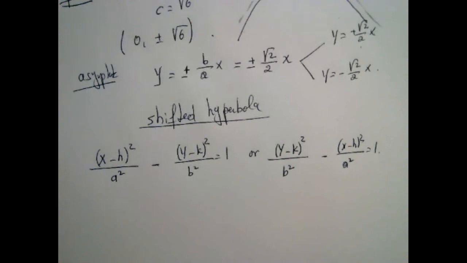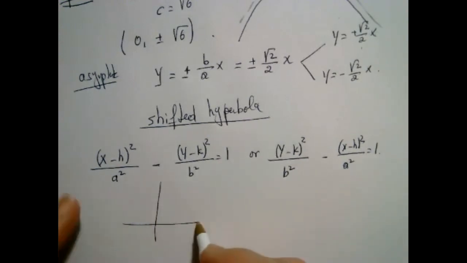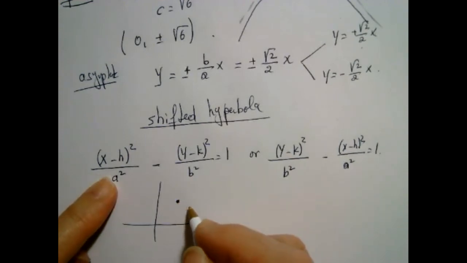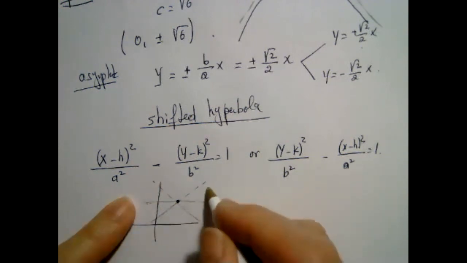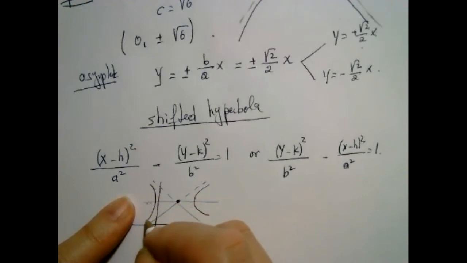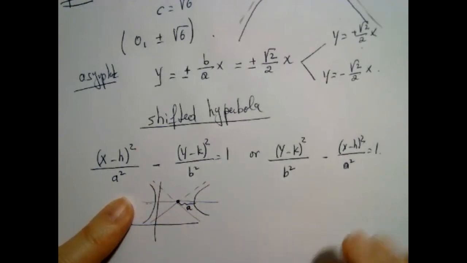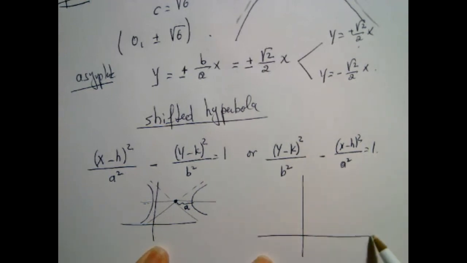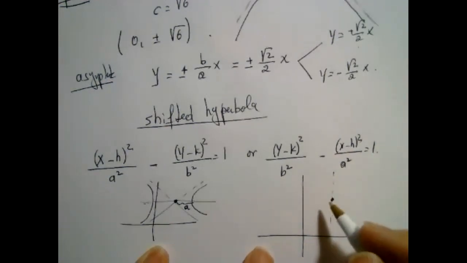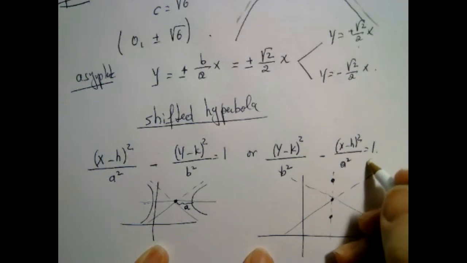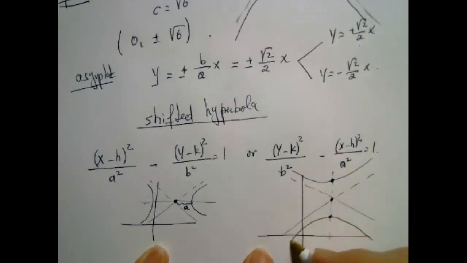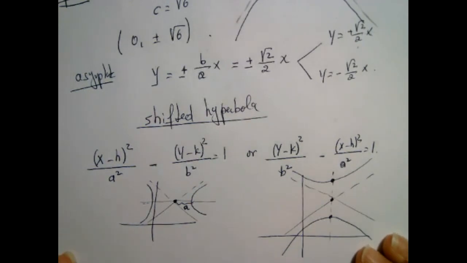So this one would be a hyperbola, that will be the center, and everything else is the same. We're going to have two asymptotes, and we're going to have opening this way. And from here to here, that's the a. In this case, again, the center will be (h, k). But in this case, we're going to have the vertices here, the asymptote, but this is going to open like that. So everything will be the same, but we shift everything.